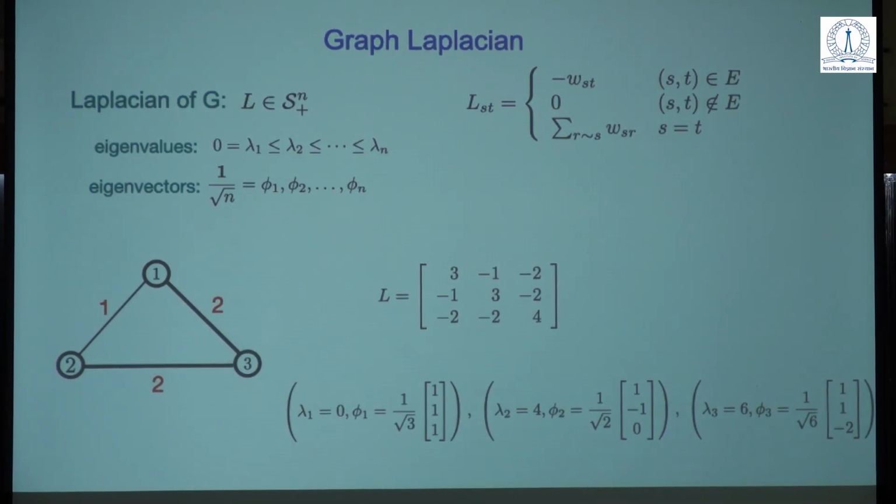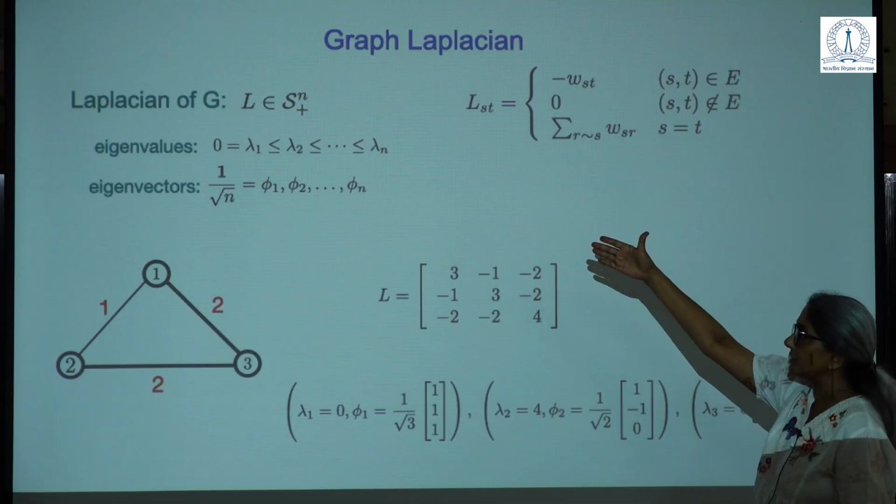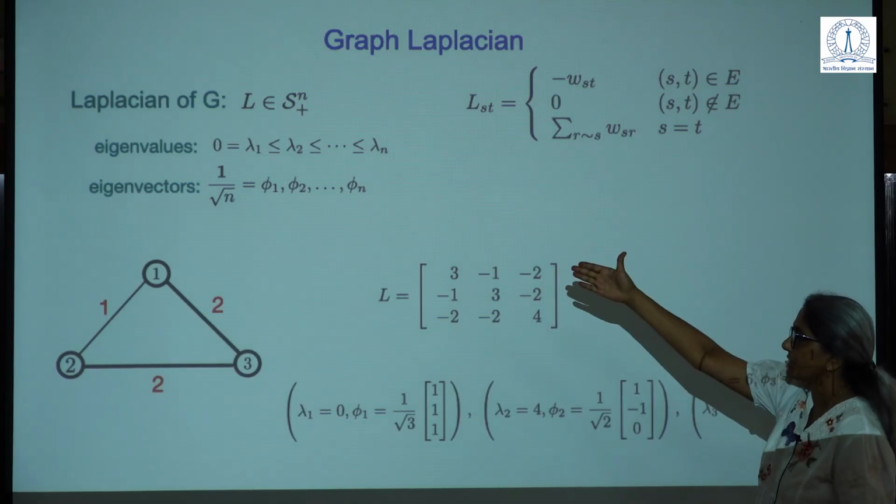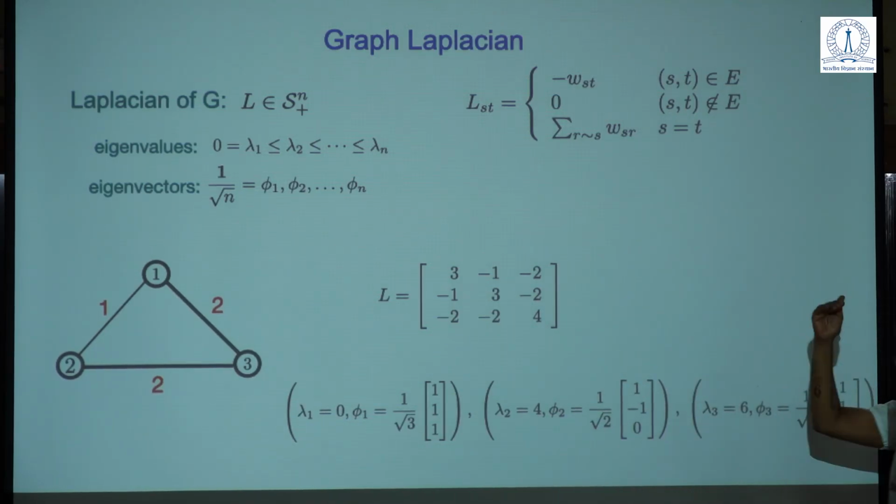And in general, we have what you see up there, right? So the eigenvalues start at 0 and then go up. And the first eigenvector is always all ones divided by root n, if I normalize.